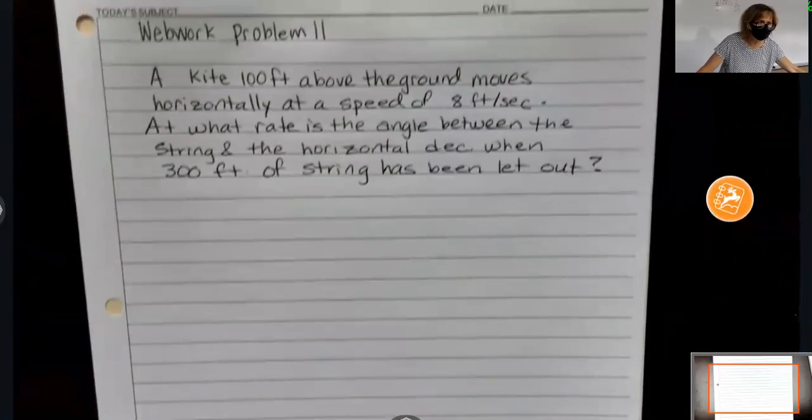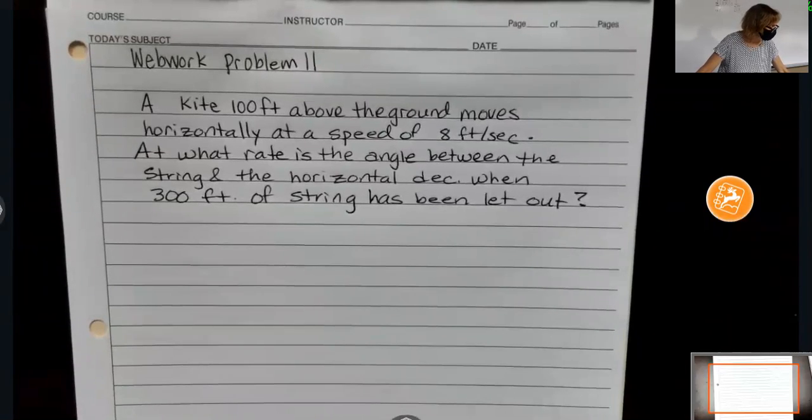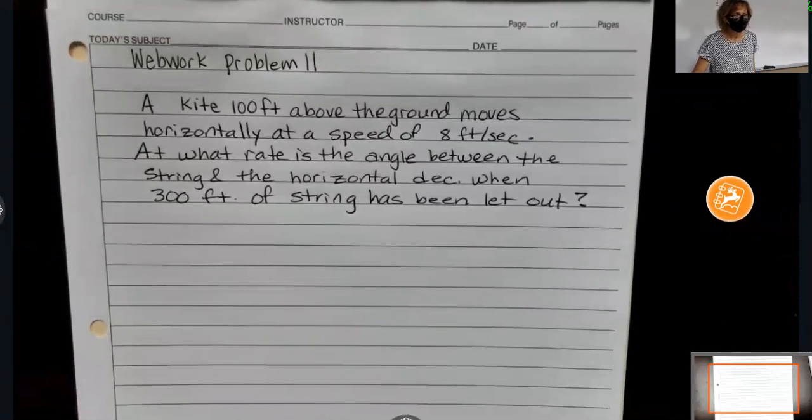We've got a question on this one, web work problem number 11. A kite 100 feet above the ground stays 100 feet. It never gets any higher. It just blows further out. It's only moving horizontally at a speed of 8 feet per second. At what rate is the angle between the string and the horizontal decreasing when 300 feet of string has been let out?